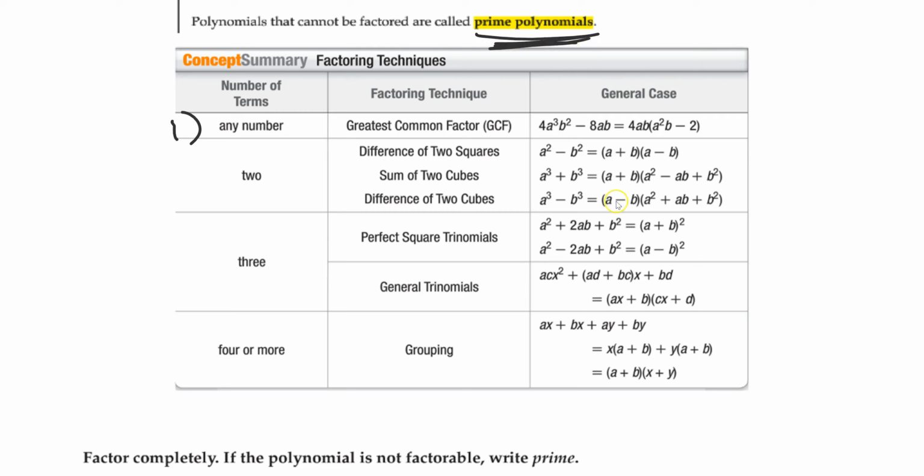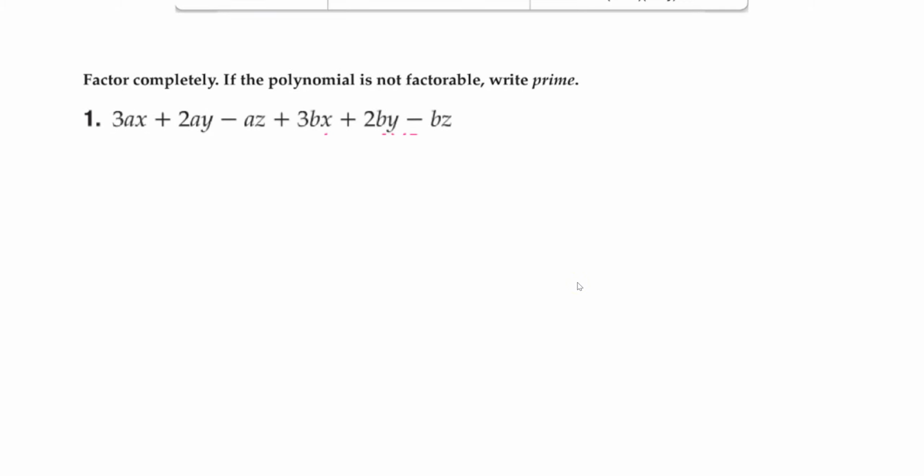If it's three things, you can do it the fancy way, or you can do a shortcut way if it has no number in front. And if it's 4 or more, what we do is by grouping. So anytime it's more than 4, grouping is the way we've got to go. Okay, so let's do a couple by grouping first, actually. Look at this. There's 6 things here.